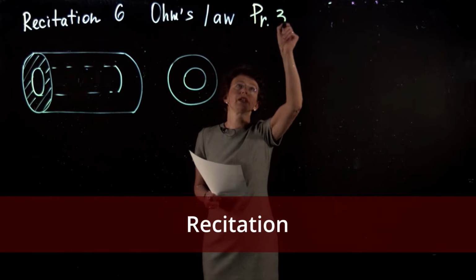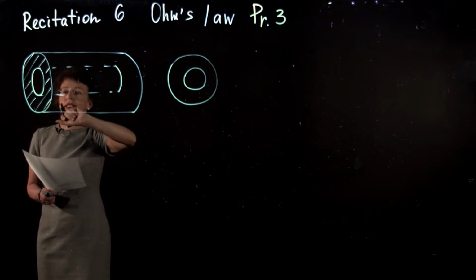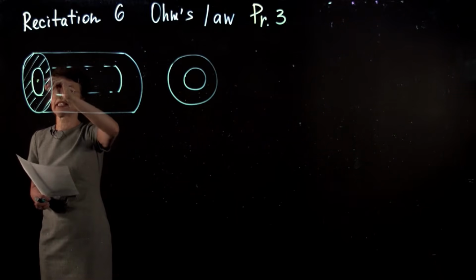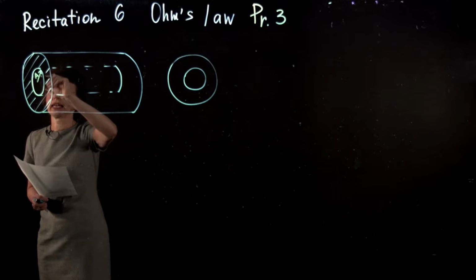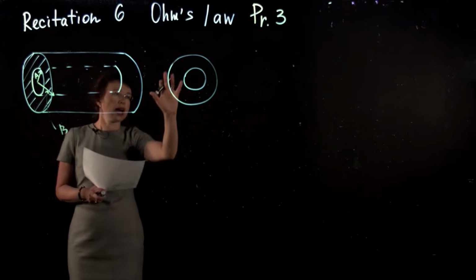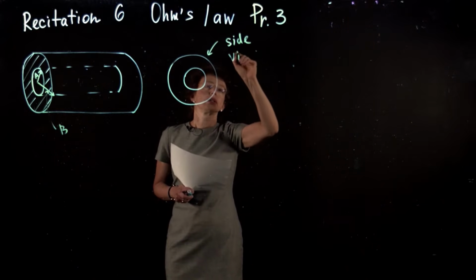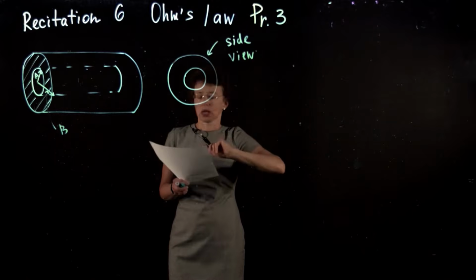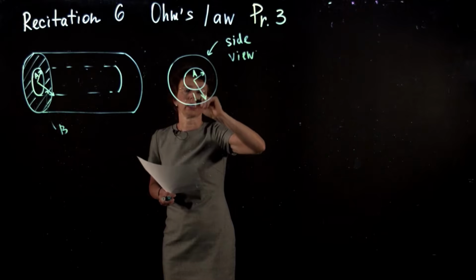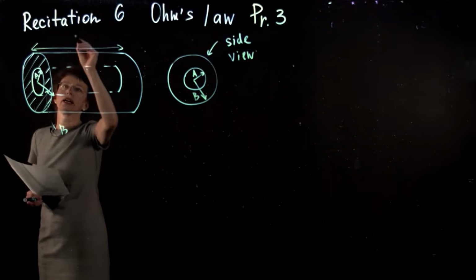For problem 3, we will have a conductor. We will have a cylindrical shell with inner radius A and outer radius B. This is the side view. For the side view, I'll just draw it, A and B. The length of this wire is L.